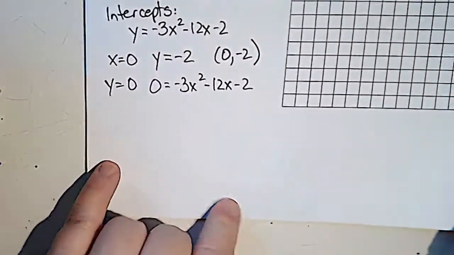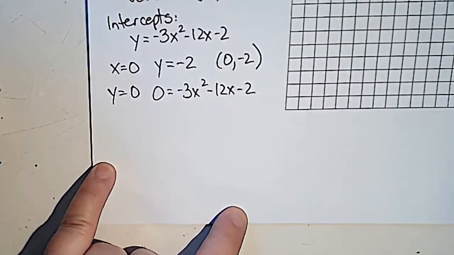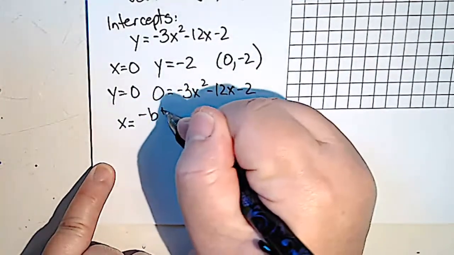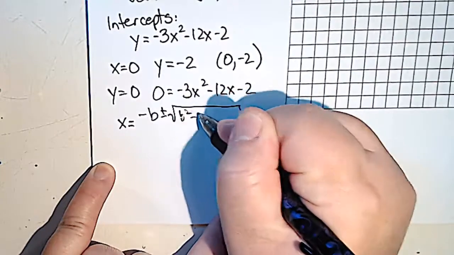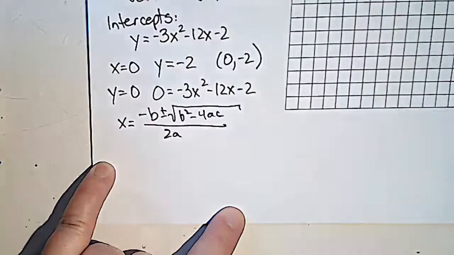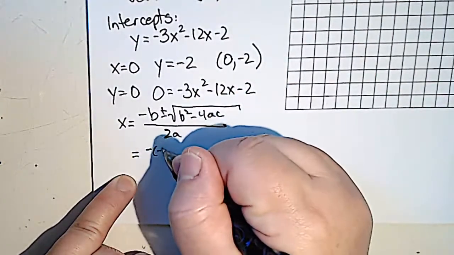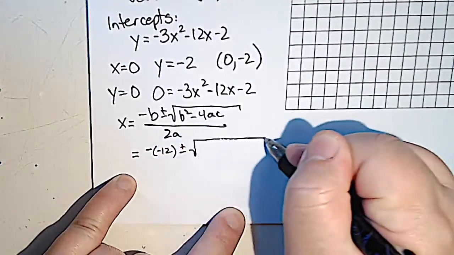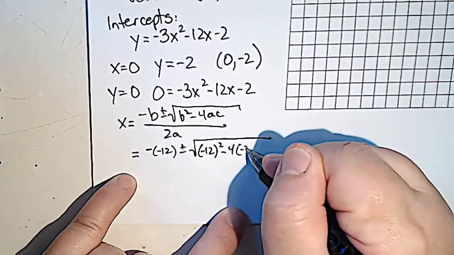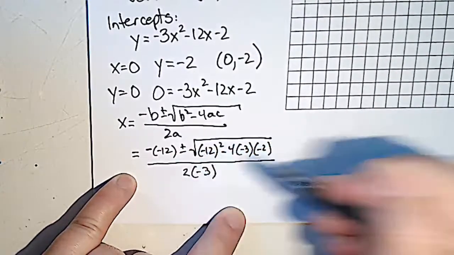I'm going to assume that a lot of people are just going to default to the quadratic formula because it's just the same thing every time. So that would look like this. The opposite of b plus or minus radical b squared minus 4ac all over 2a, because I've got a quadratic equal to 0. So x is the opposite of negative 12 plus or minus radical negative 12 squared, minus 4 times negative 3 times negative 2, all over 2 times negative 3.